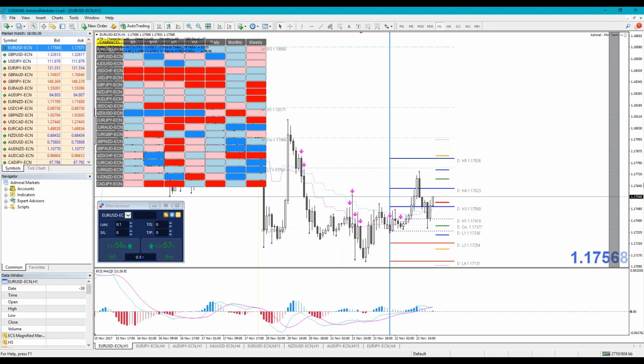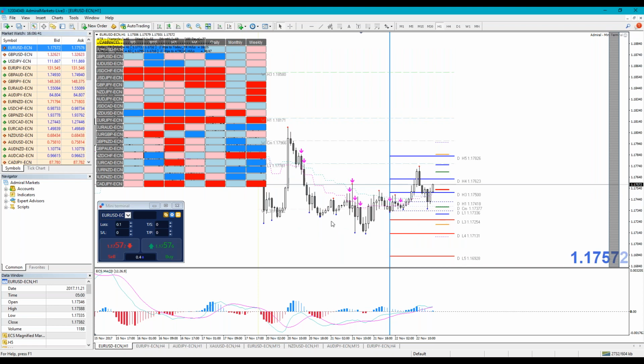So yeah, definitely I will be buying euro dollar, although it's going up now. I am a little bit late, but maybe if it drops, I will buy it, but I don't know if it will. I'm just waiting now to see what the market will give me.